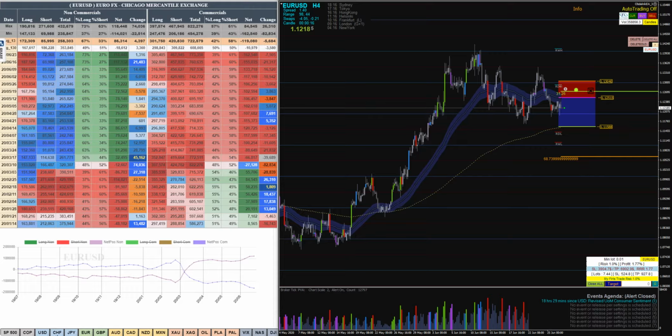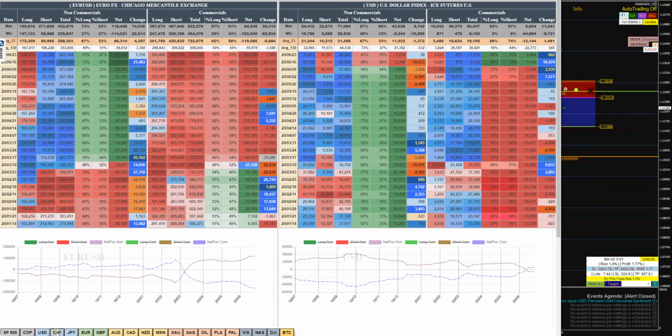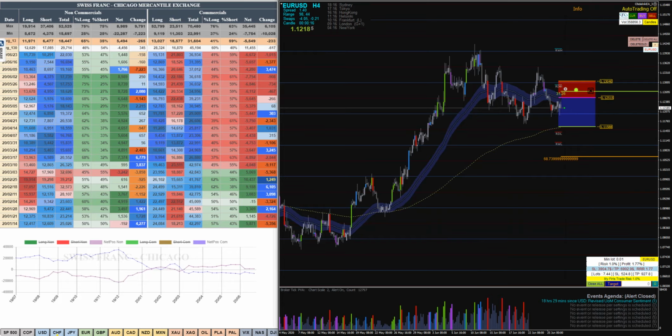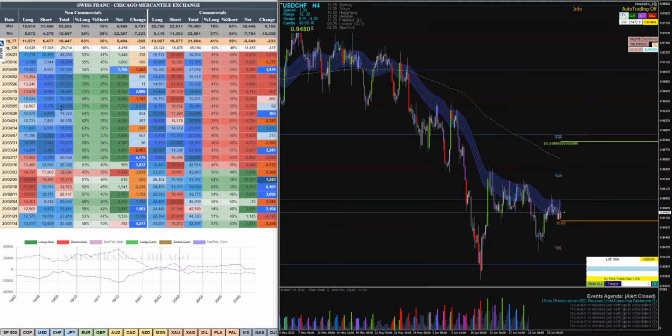Next one is the Swiss franc. Let me bring the Swiss franc here. If we are looking at the COT, we can see it's been like this for quite some time. There are not any big changes, and it's like 53% to 47%, shorts to longs. This is nothing. This is saying nothing, and we can see it's moving in the range right now, since 10th June.